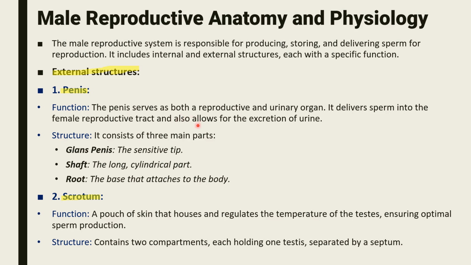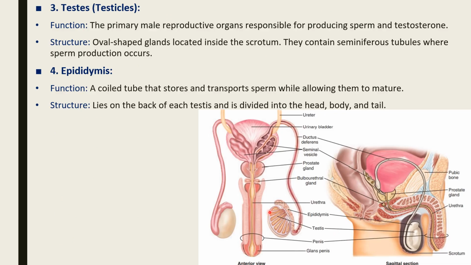Its structure consists of three main parts: the glans penis, the sensitive tip; the shaft, the long cylindrical part; and the root, the base that attaches to the body. The scrotum is a pouch of skin that houses and regulates the temperature of the testes, ensuring optimal sperm production. Structure: it contains two compartments, each holding one testis, separated by a septum. As you can see here, this is the penis and these are the testicles.